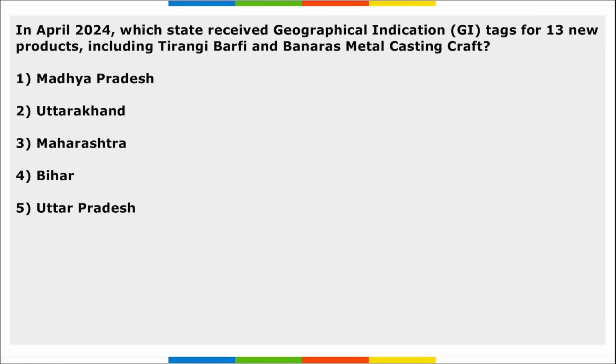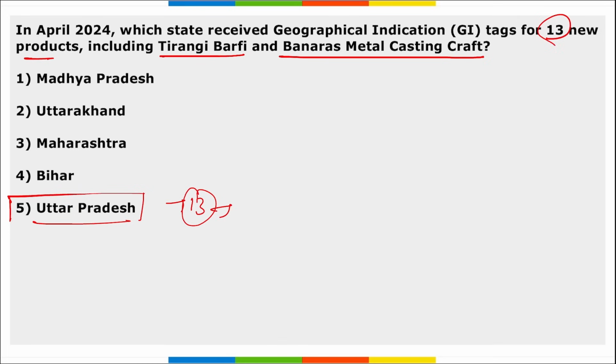Next, which state received GI tag for 30 new products including Tirangi Barfi and Banaras metal casting craft? It is Uttar Pradesh, that is UP. Right, UP recently got 13 new GI tags that includes your Banaras Tirangi Barfi, Banaras metal craft, right?